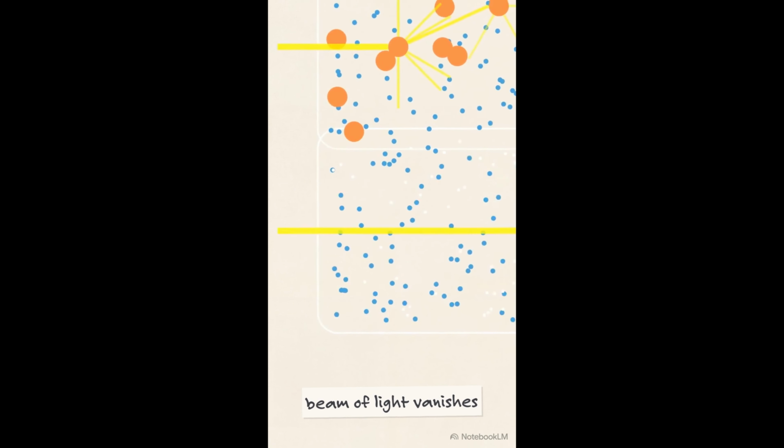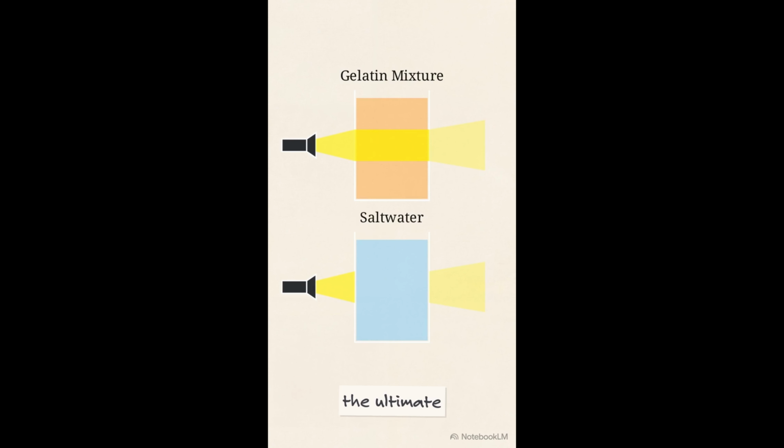So the next time a beam of light vanishes inside a liquid, you're watching the ultimate microscopic proof. It physically confirms that the salt water is a true aqueous solution, while exposing the gelatin mixture as an imposter.